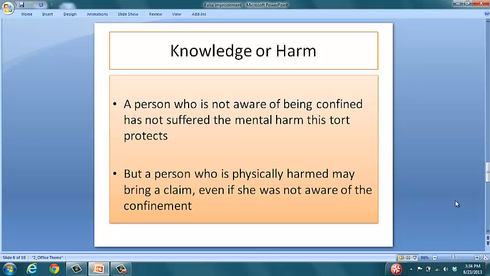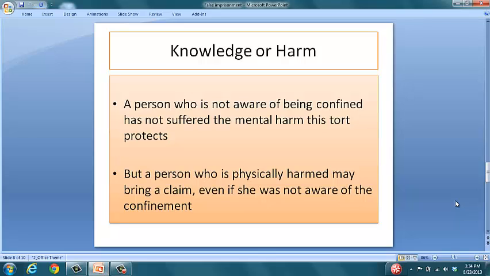The last element is that the person know of the confinement or be harmed by it. This element reflects the purpose of the tort, which is to protect a person's knowledge that she is free to move around. If she's not aware that she can't move as she pleases, then there is no real interference that the law recognizes. So a person who is not conscious at the time of confinement cannot fulfill this requirement.